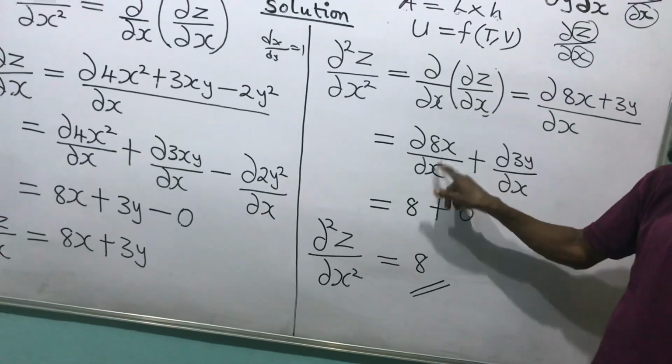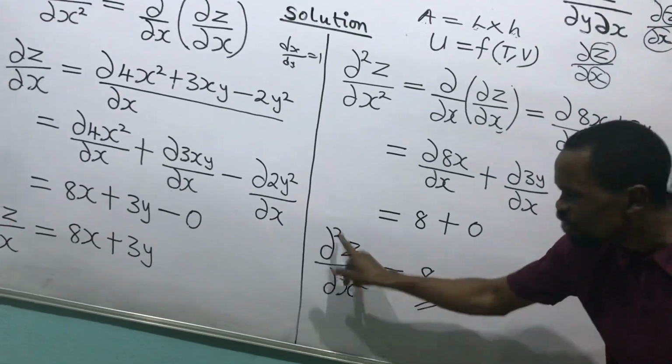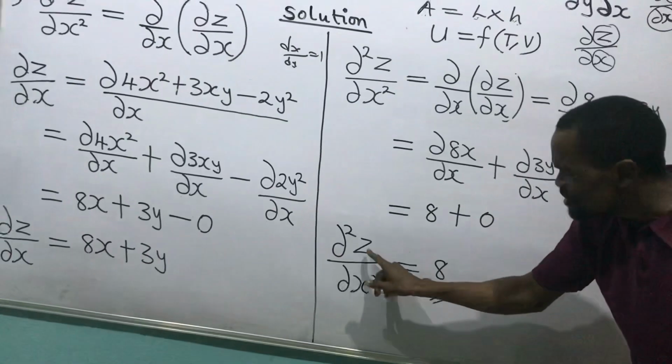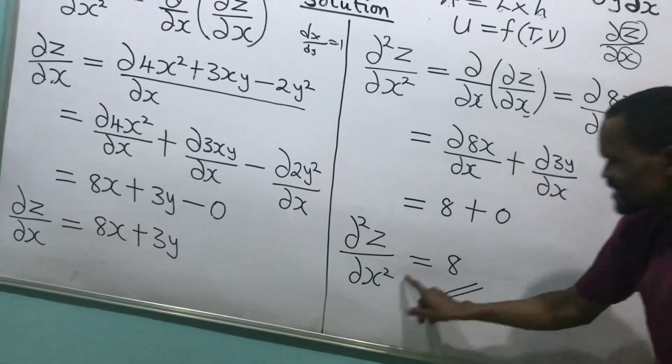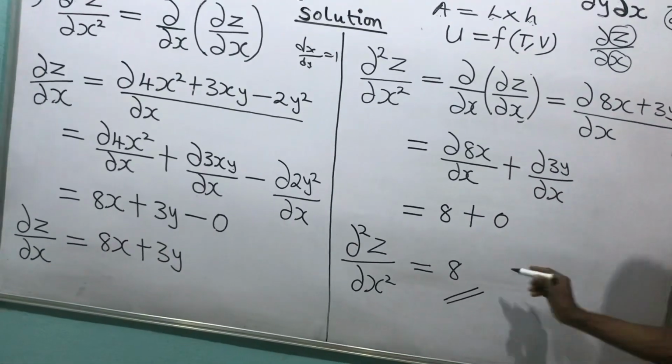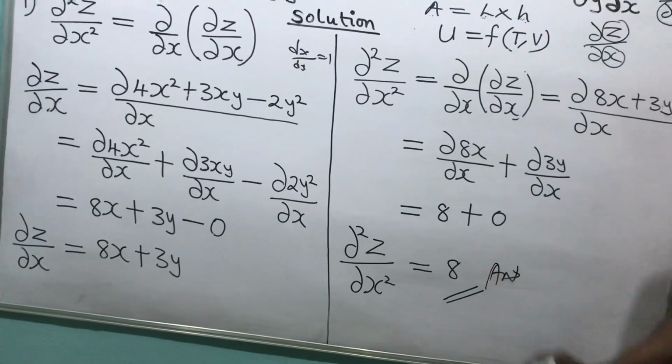Then differentiating 8x will give me 8. Therefore, my second partial derivative of z with respect to x is equal to 8. And that's the answer for the first question.